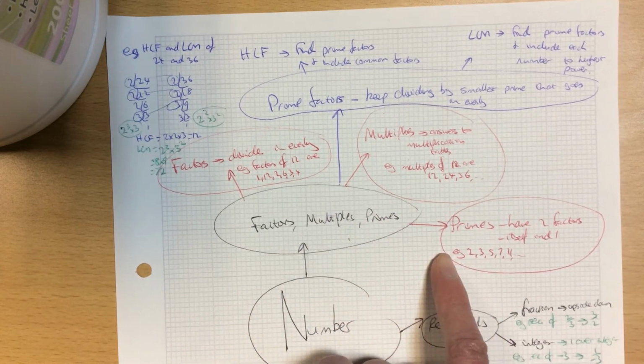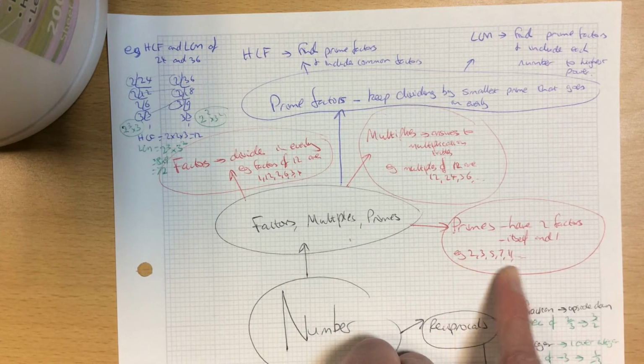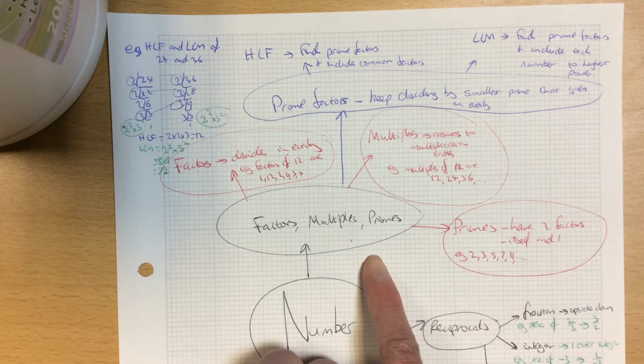Primes. Primes have 2 factors, itself and 1. And the first prime number is a 2. Then it goes 3, 5, 7, 11. 1 is not a prime number.